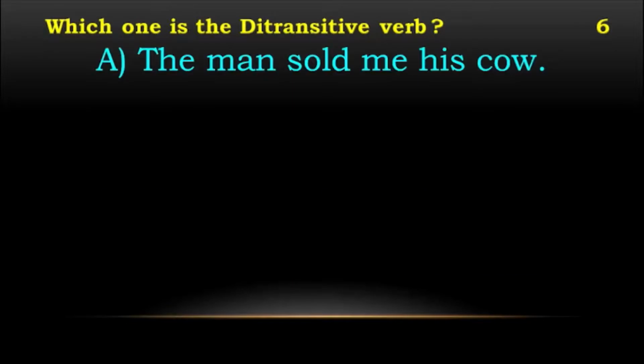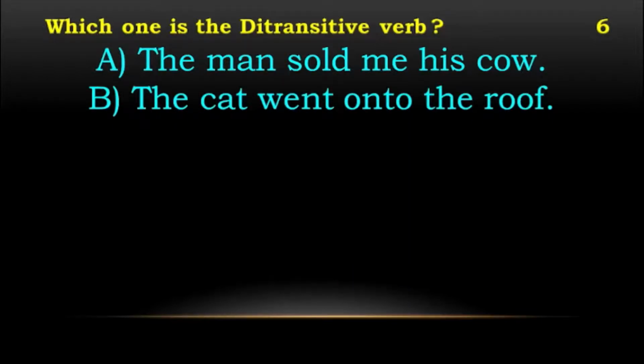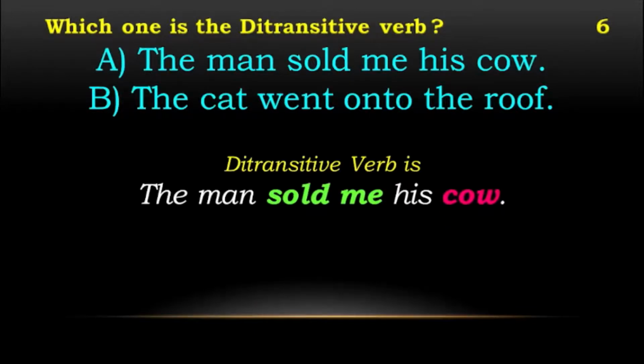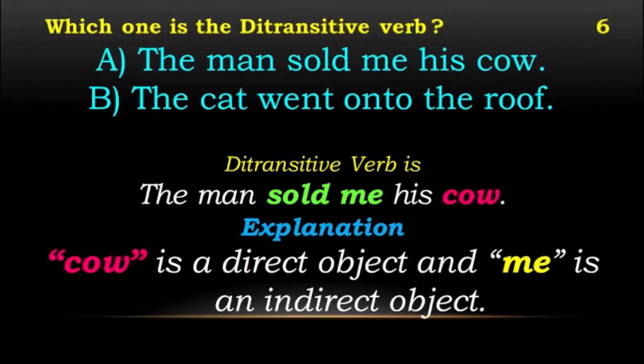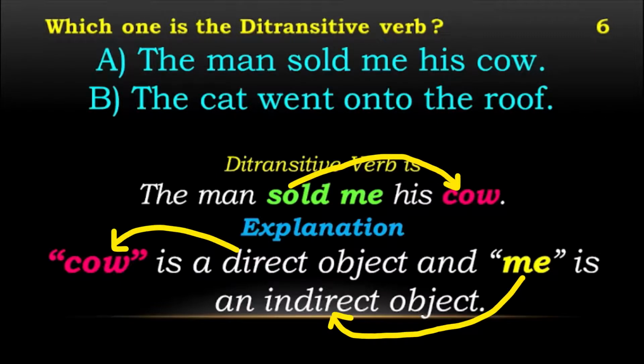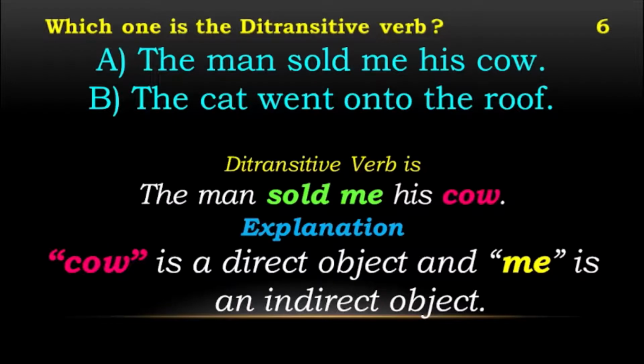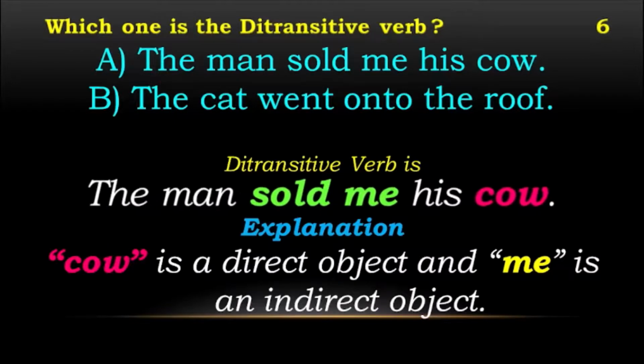Number 6. Which one is the ditransitive verb? The man sold me his cow. The cat went onto the roof. This is a direction. And the ditransitive verb is: the man sold me his cow. His cow is the direct object and me is your indirect object.